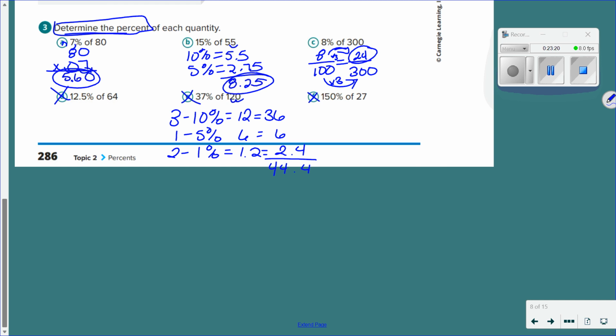Any questions? No, ma'am. If you did it as a decimal, it should say 24.00. You have to have a decimal in your answer if you have one in your problem. Make sense? Yes. Okay, turn the page.